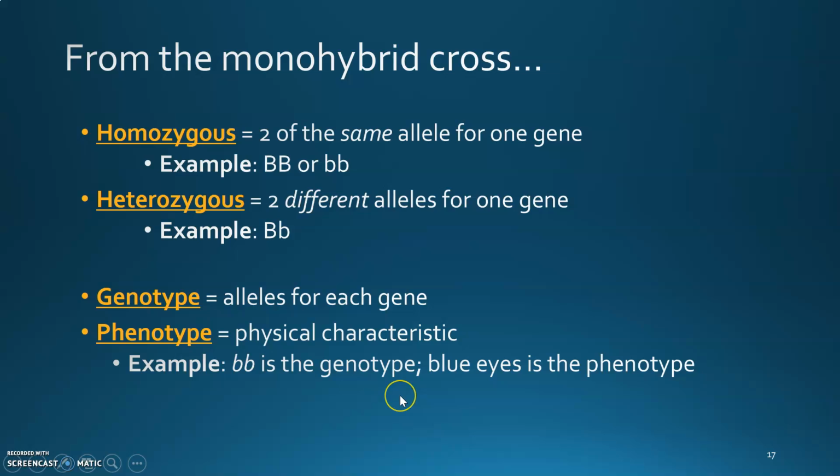And so an example here for the eye color, we have a homozygous individual, small b, small b, and that would be considered the genotype. And since we know that small b would be a blue eye, this homozygous recessive individual has a blue eyes phenotype, because we see the blue eyes and their genes are small b small b. So small b small b is the genotype, blue eyes are the phenotype.